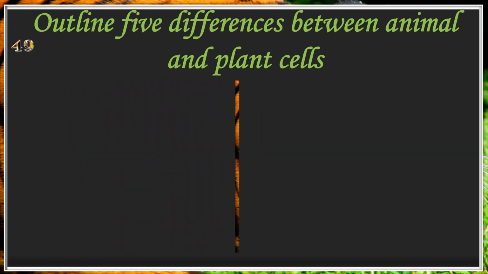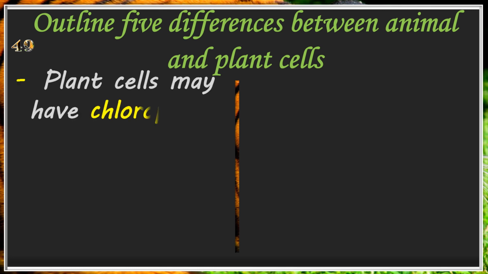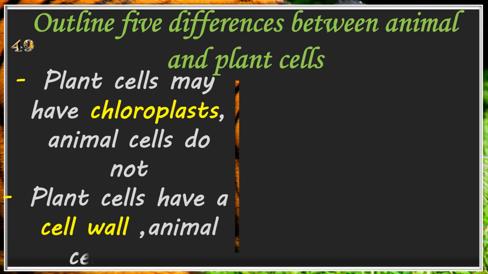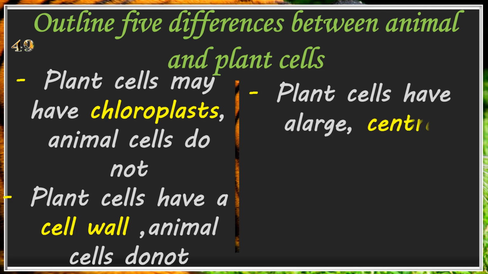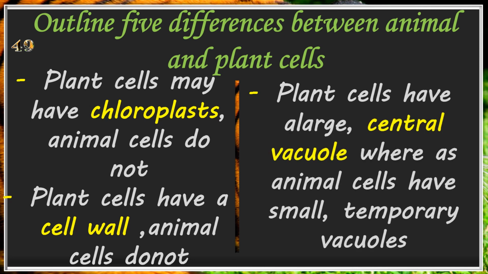Outline 5 differences between animal and plant cells. 1. The plant cells may have chloroplasts. Animal cells do not. 2. Plant cells have cell walls and animal cells do not. 3. Plant cells have a large central vacuole, whereas animal cells have small temporary vacuoles.